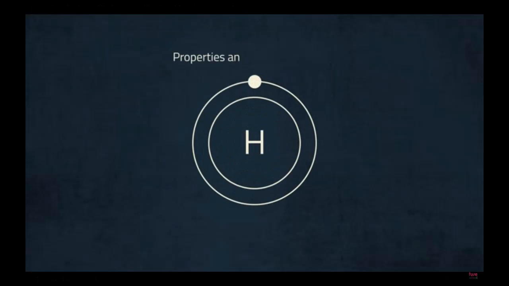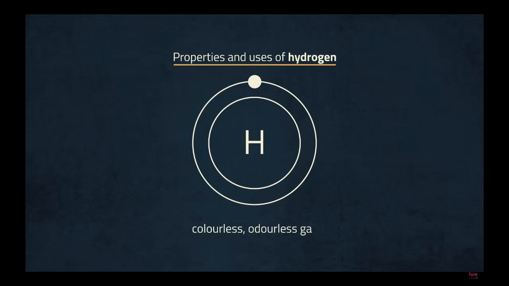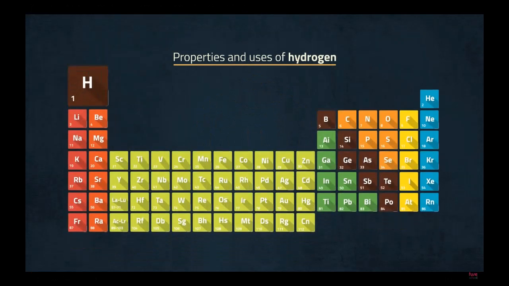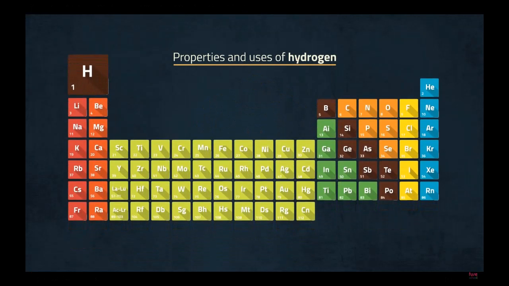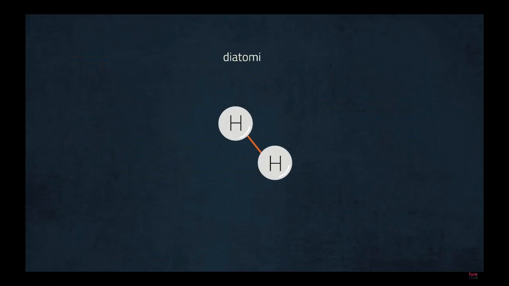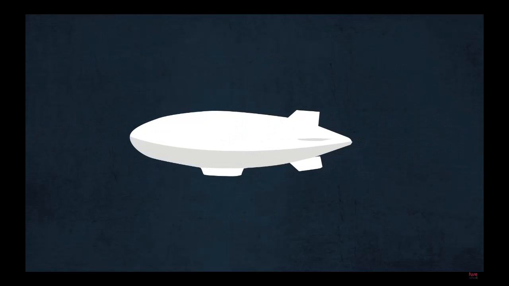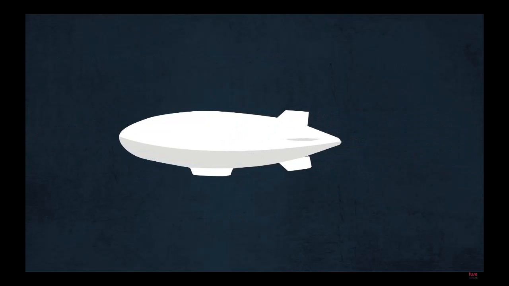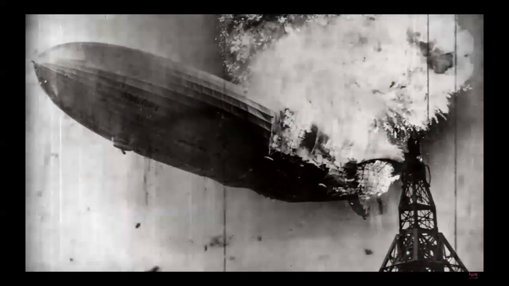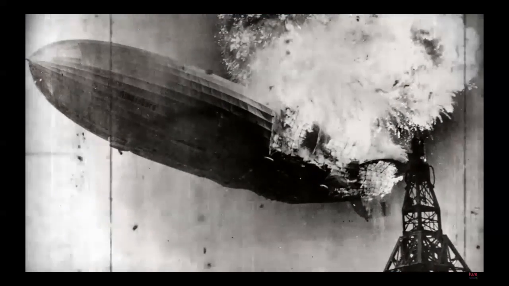In this video, you're going to examine the properties and uses of hydrogen. Hydrogen is a colourless, odourless gas at room temperature and is the first element in the periodic table. As an element, it is a diatomic gas with a molecular weight of 2, making it the least dense of all gases. This low density made it a natural choice for one of its first practical uses, filling airships, but this future ended when the Hindenburg airship caught fire on the 6th of May 1937.